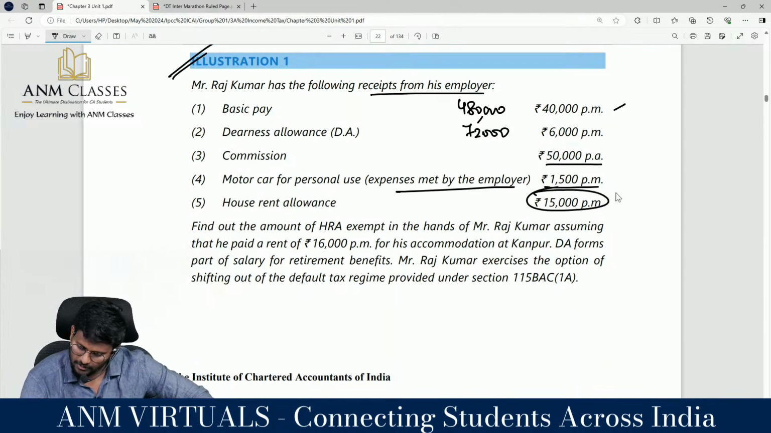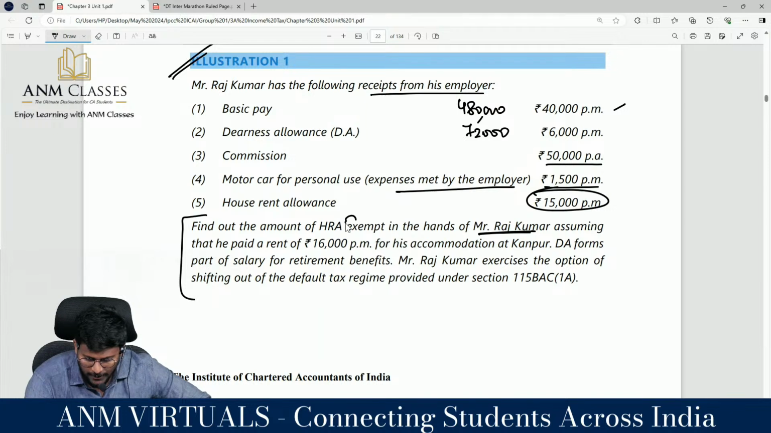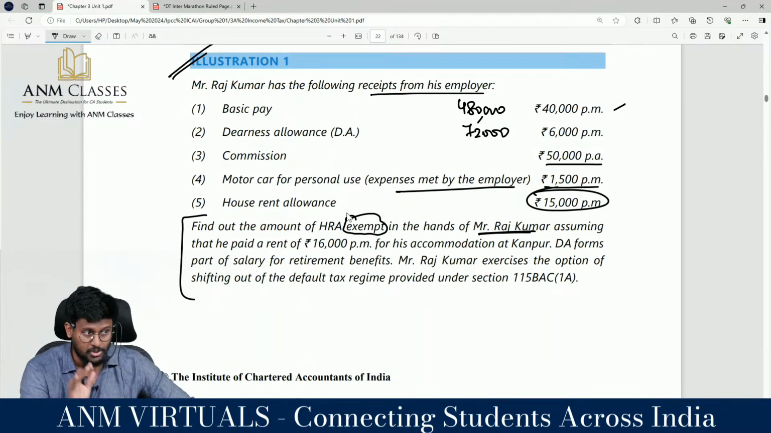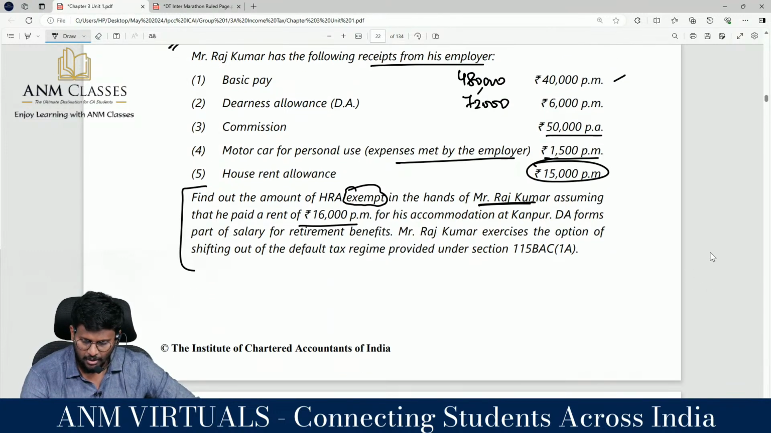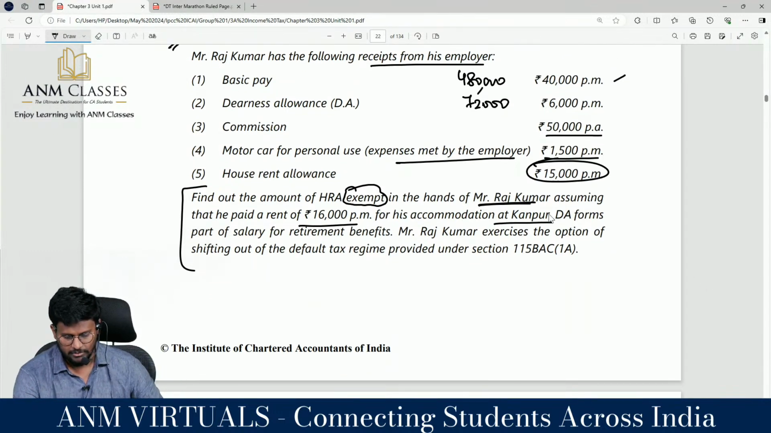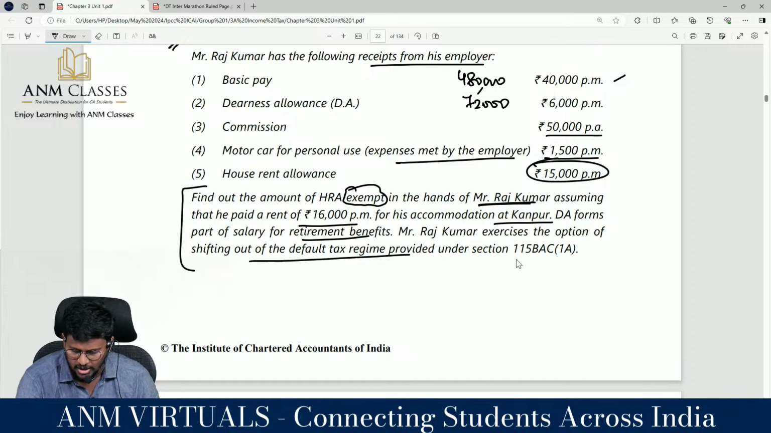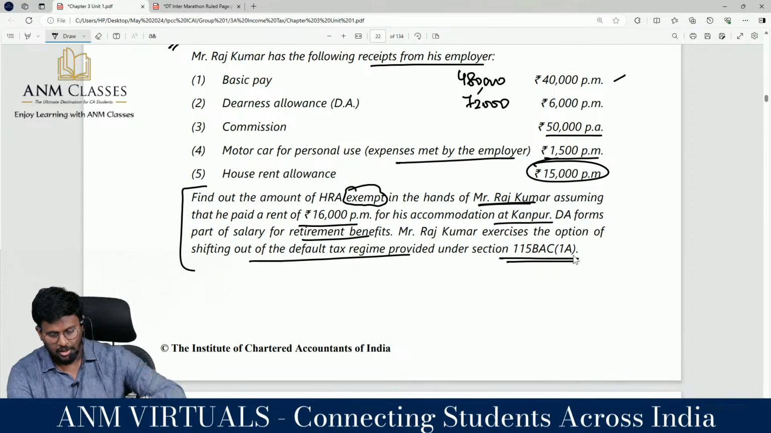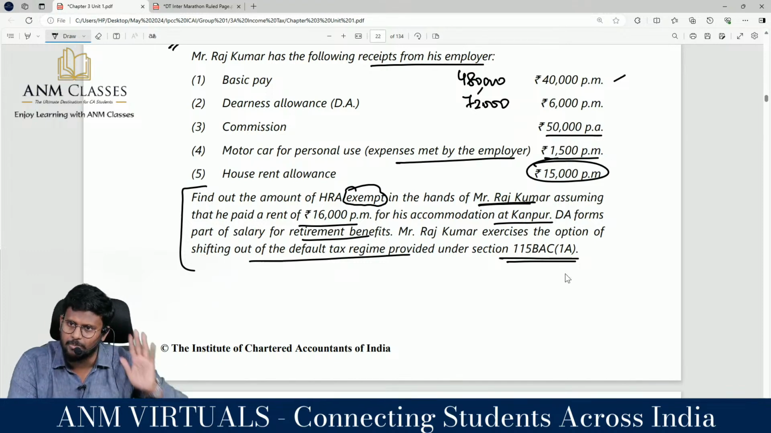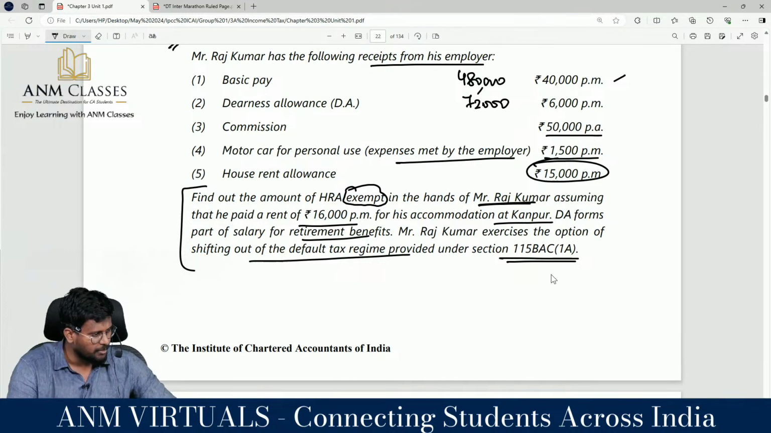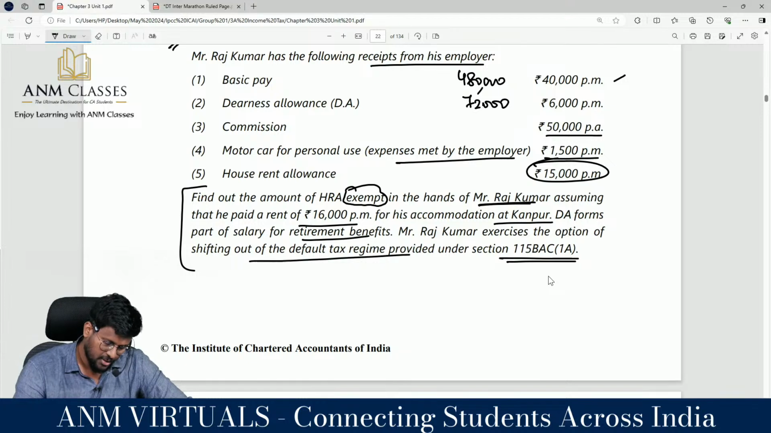HRA. Find out the amount of HRA exempt in the hands of Mr. Kumar. When you are reading this question, you specifically mean exempt. Assuming that he paid a rent for his accommodation, DA forms part of salary for any benefit. If Rajkumar exercises the option of shifting out of the default tax regime provided under section 115BAC, only then can he claim HRA. Otherwise, HRA cannot be claimed. Right? Yes, sir.